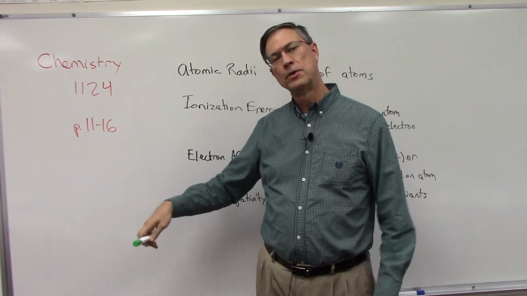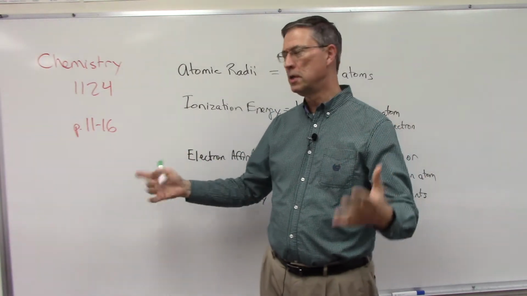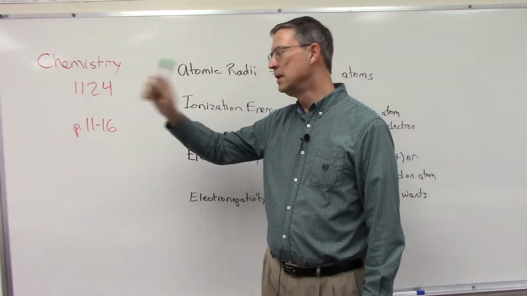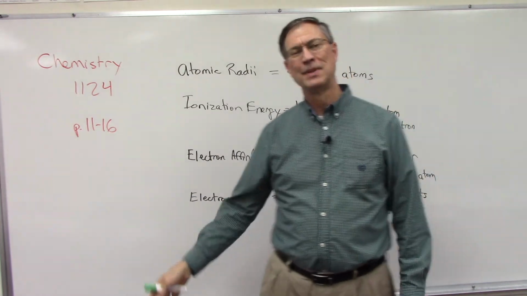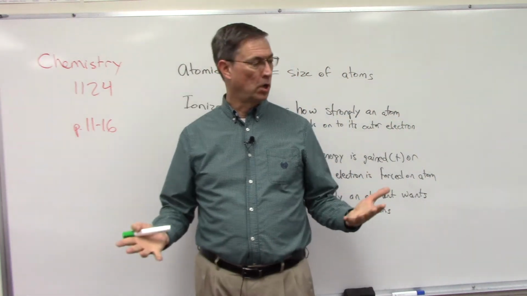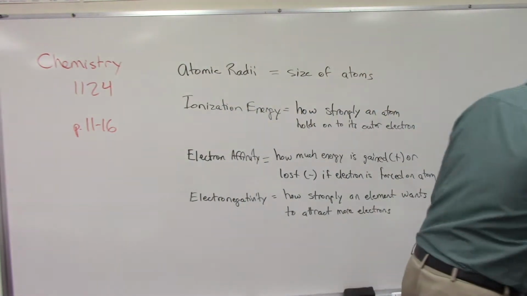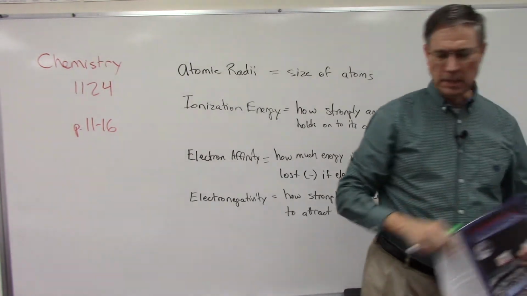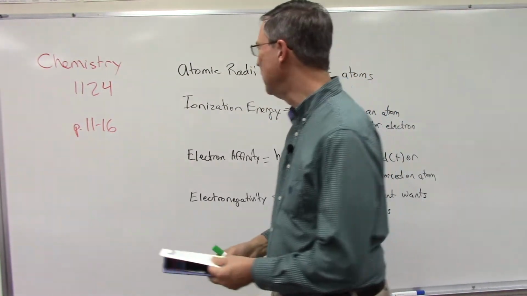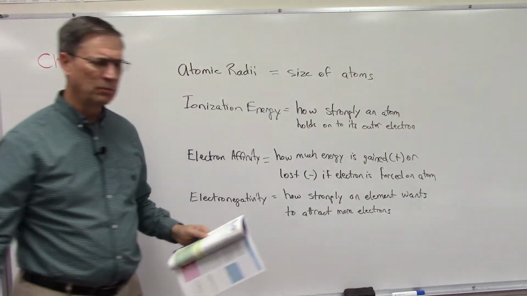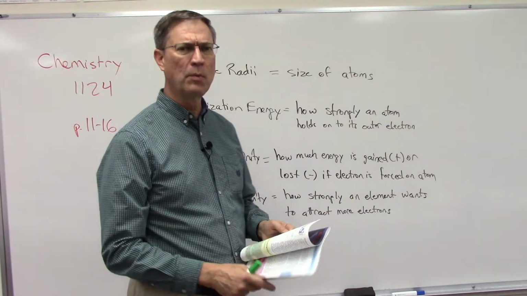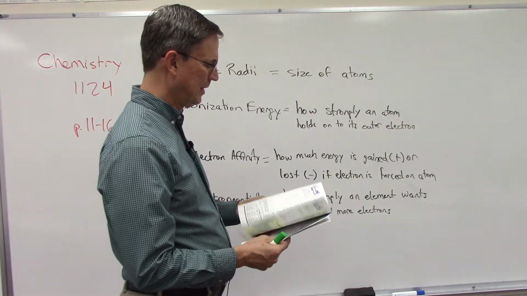Let's try to decode and help you understand pages 11 through 16 in Chemistry 1124. It's talking about trends on the periodic table. And some of these terms they define but are still, you wonder what are they saying and why is it that way? It does not make sense, okay?